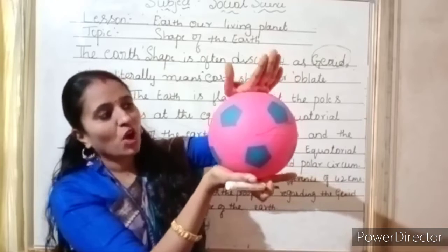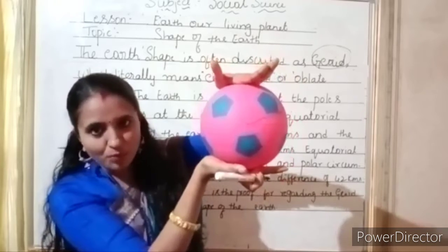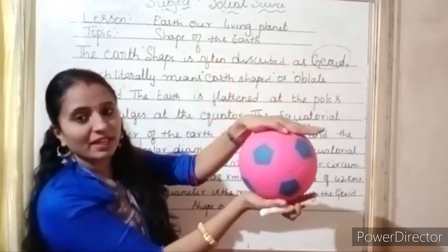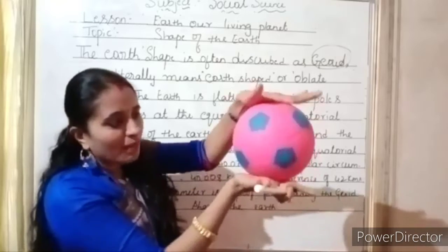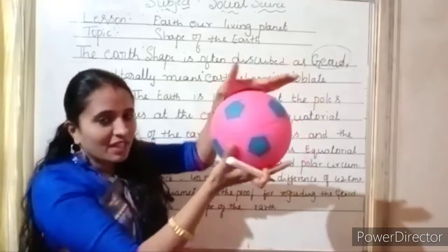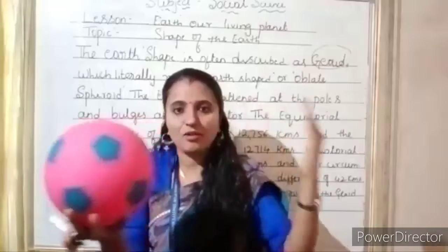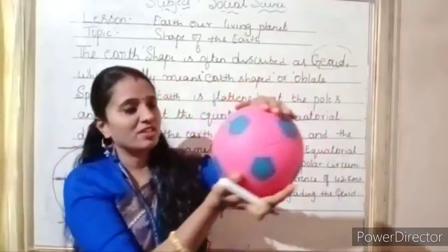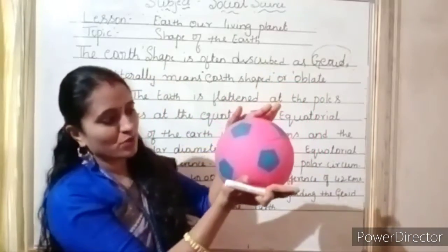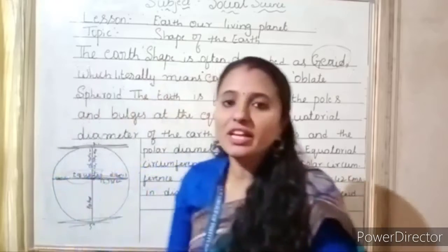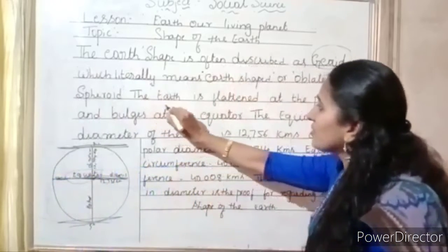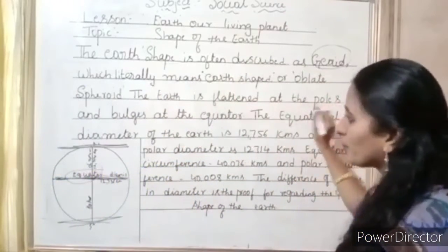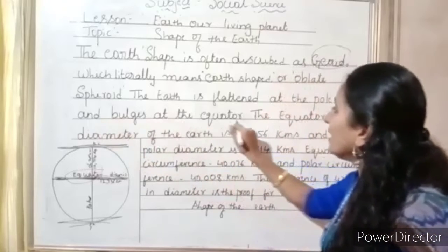Observe this one. The top and the bottom, the north and south pole, are flat. You can see that it is flat. But the middle part is what we call the bulge. A bulge means it is a little bit extended. You can observe it in the circle. So it is a bulge. That is all that is described here: the Earth is flattened at the poles and bulges at the equator.